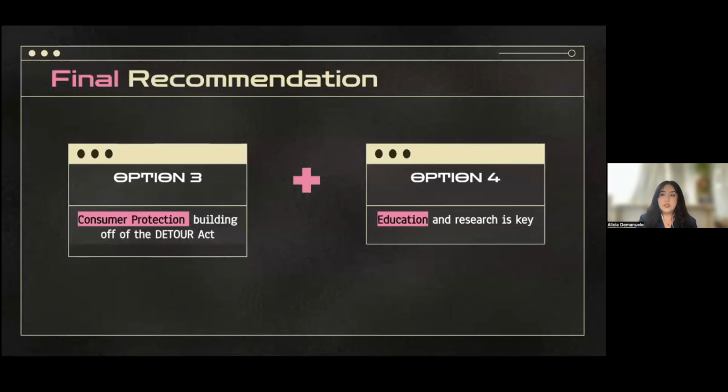Now, although I think each of these options I've identified can and should be pursued in Canada, my final recommendation is to start with option 3, consumer protection, and option 4, education or research. The rationale is as follows. For consumer protection, a provision modeled after the DETOR Act would target massive companies like Google, Amazon, and Facebook, who have been continually called out for their mobilizations of dark patterns across their platforms. And this would work to more broadly cover all manipulative instances of dark patterns, rather than singling in only on interactions involving personal information like the privacy option I presented.